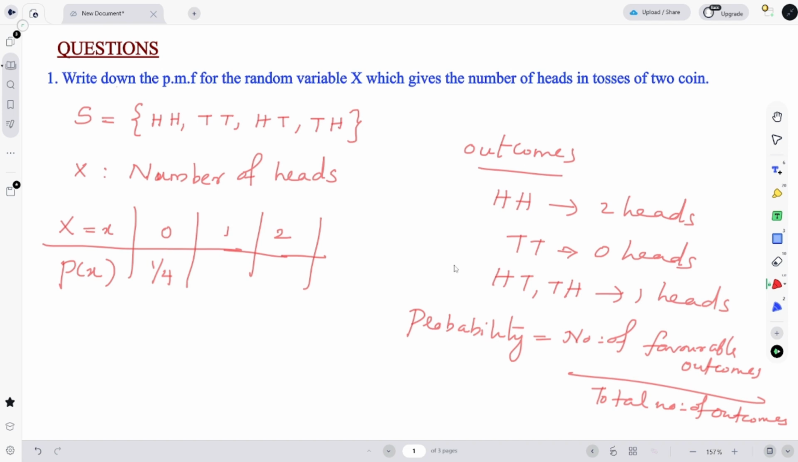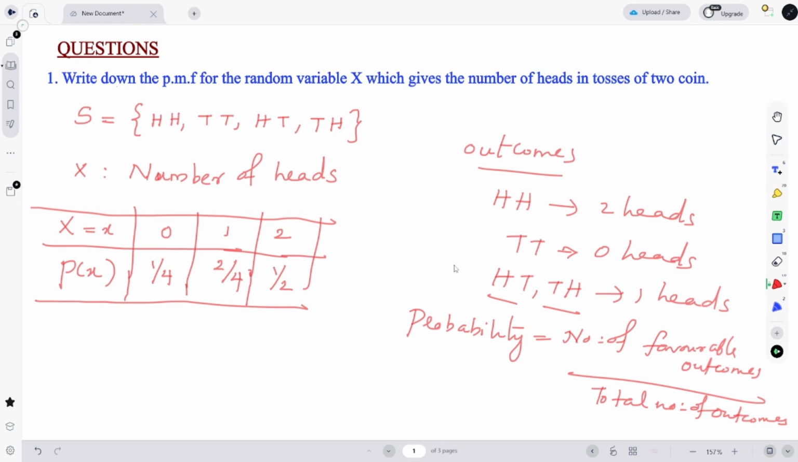In the case of 1, there are 2 possible outcomes, HT and TH. So 2 by 4, that is 1 by 2. In the last case, 2 heads, only one possible outcome, so this is 1 by 4. Now this is the probability mass function.